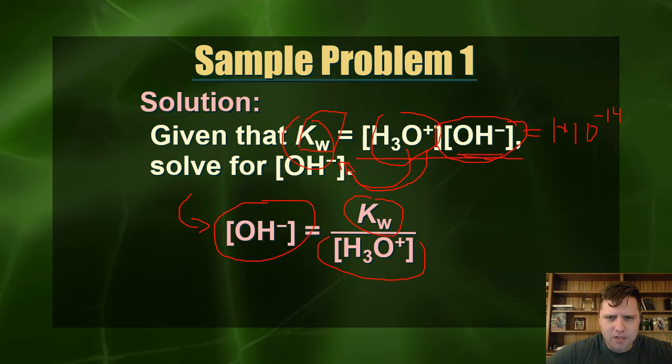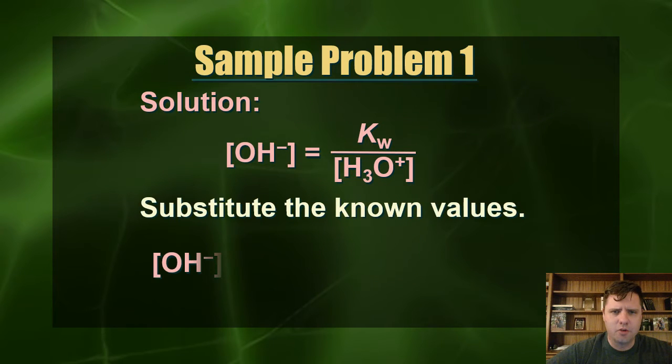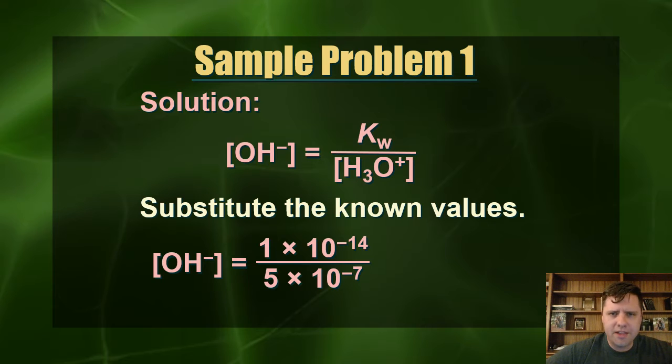Kw divided by the H3O plus number. So we can now just put these known values in here. So we know that the Kw is 1 times 10 to the negative 14, and the number that they gave us is 5 times 10 to the negative 7. Now all you have to do on these is just put them into the calculator. You just put them into a scientific calculator, and you can solve all of these.